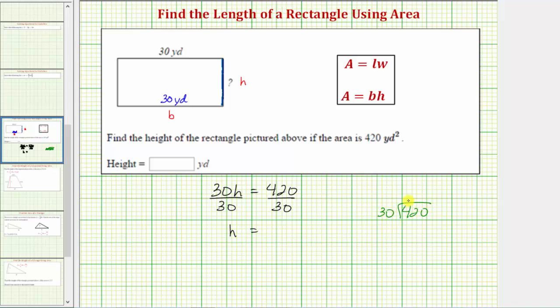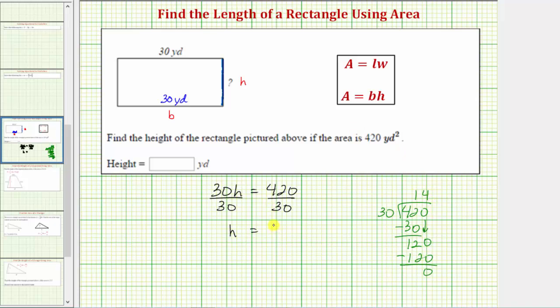The first step is to determine how many 30s in 42, which is 1. 1 times 30 is 30, and we subtract. 42 minus 30 is 12. Bring down the next digit. Determine how many 30s in 120, which is 4. 4 times 30 is exactly 120. We subtract, and the difference is 0. And therefore the quotient is 14.